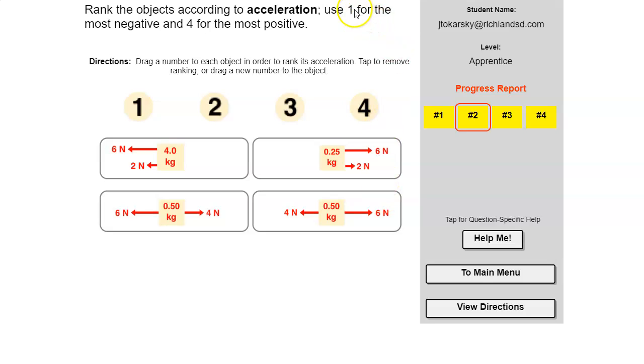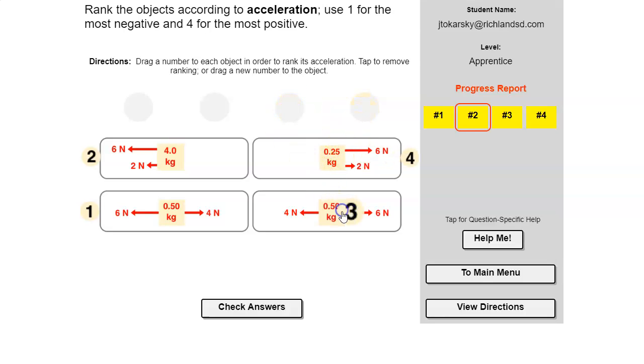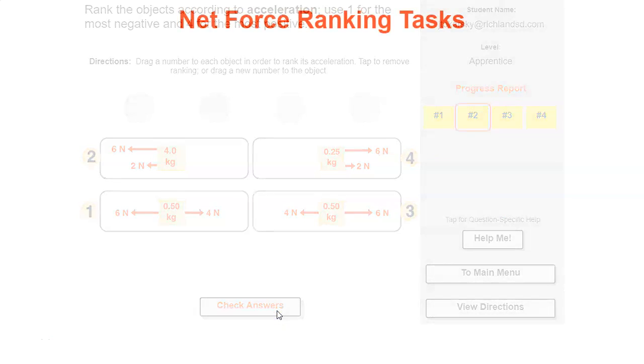Again, the rankings are 1 for the most negative. If we wrote them down, we see that this one was -4 meters per second squared. This one was also negative. The most positive was this one, and the next most positive is that one. Check our answers. We should be good.